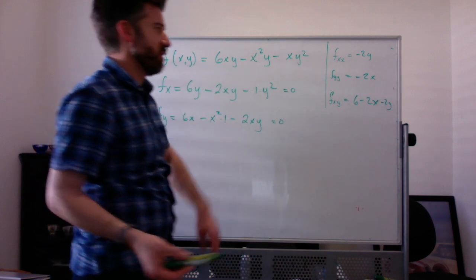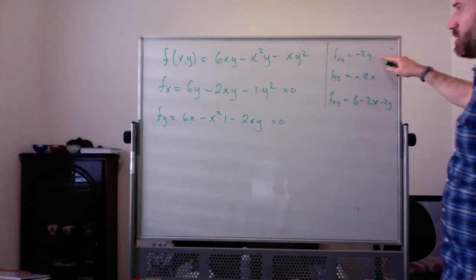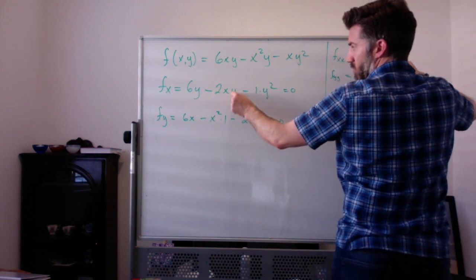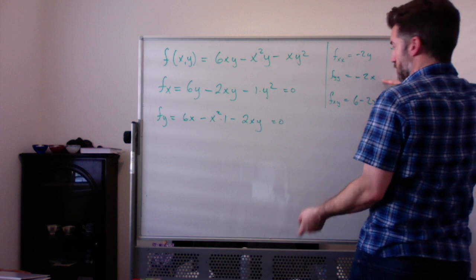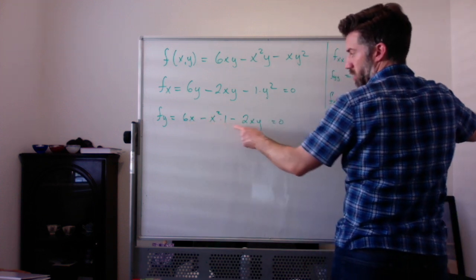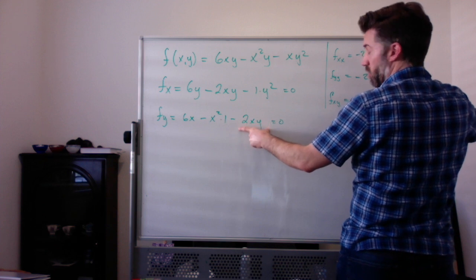Also, my second partials are over here. Fxx is negative 2y, right? The derivative with respect to x is just negative 2 times y. Fyy is just going to be negative 2x, right? Derivative of y here is 0, and derivative with respect to y here is negative 2x times 1.